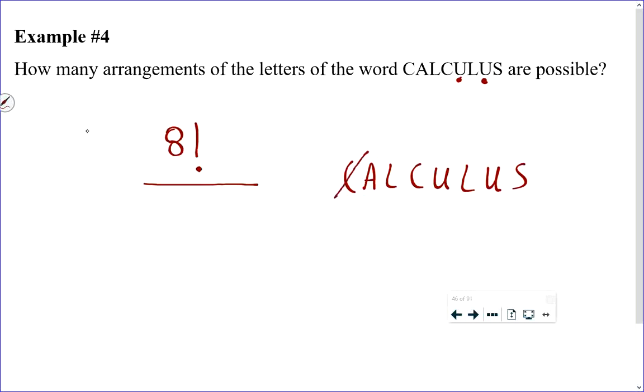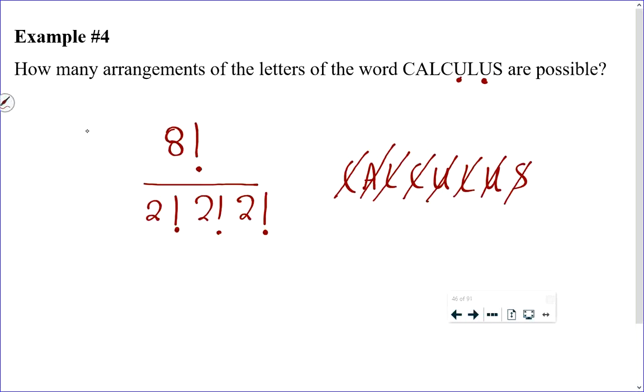Oh, wait, I have 2 C's. No more C's, so I need to divide by 2 factorial. And then I would move on to the A, and I would cross it from the list and say, well, I only have 1 A. I don't need to worry about anything. I would move on to the L. I have 2 L's, and I cross them off. That's 2 factorial. I have 2 U's. That's 2 factorial. And the S. You know, I'm just saying I think you need to come up with a systematic way that you're not going to make mistakes.